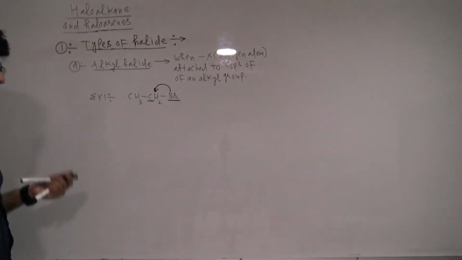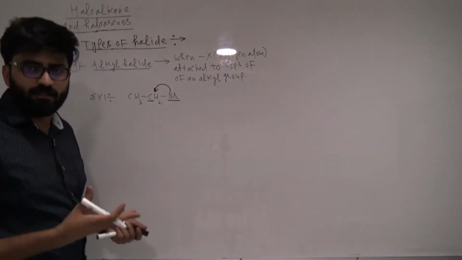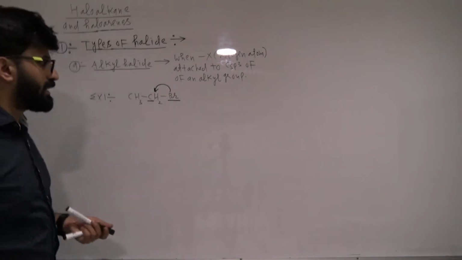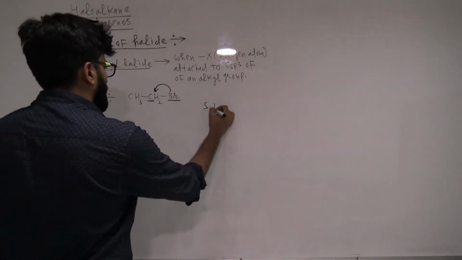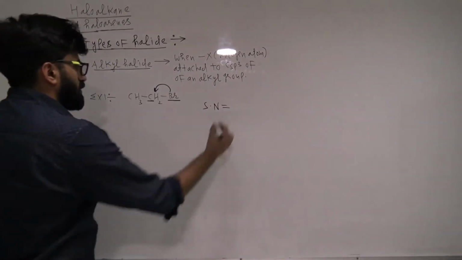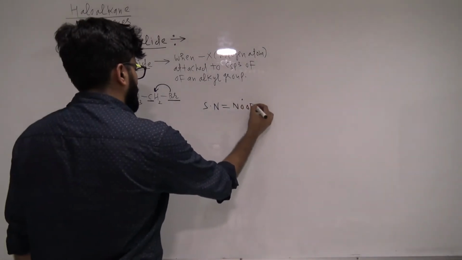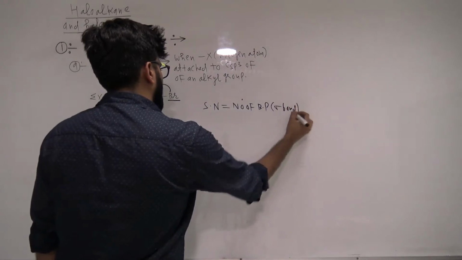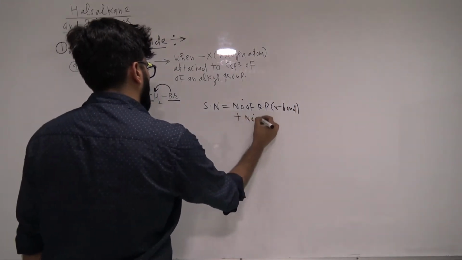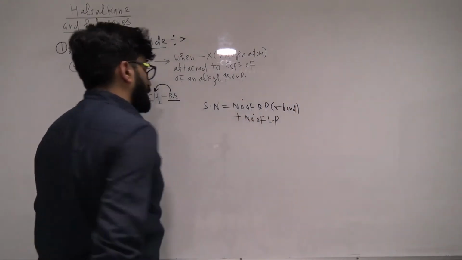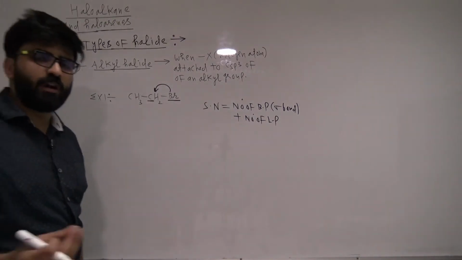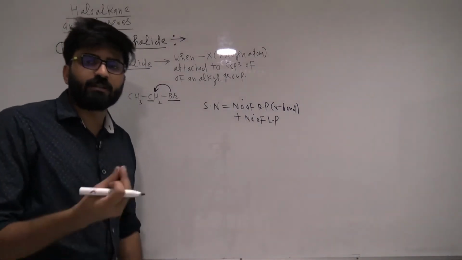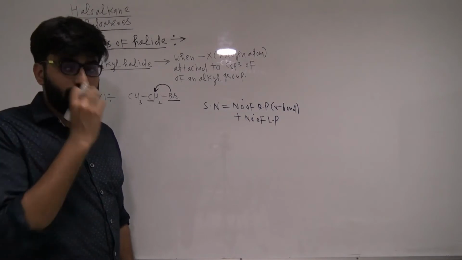Whenever you are calculating hybridization, you always use this easy method: steric number. What is the meaning of steric number? You count the number of bond pairs, basically sigma bonds, plus the number of lone pairs. In bond pairs we only consider sigma bonds because pi bonds do not undergo hybridization.